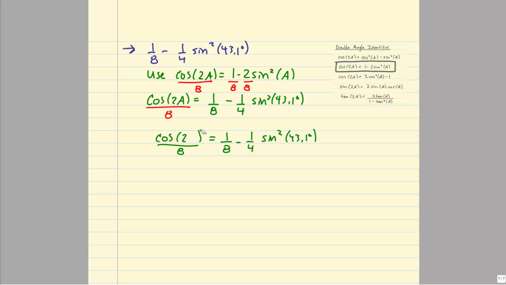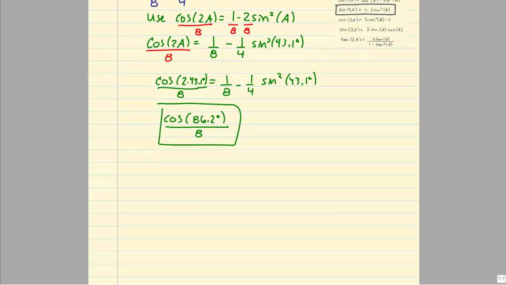So in place of this a then, I should be able to put 2 times 43.1 degrees. So 2 times 43.1 degrees then would be the cosine of 86.2 degrees over 8. So that's what this simplifies to. And again, that was taking our original and rewriting one of our double angle identities. I had to divide both sides through by 8 to make it match. But then I can look at this as a rewrite of cosine 86.2 degrees all over 8. And again, I cannot divide the 8 into anything. I have to leave it as is because I can't mess with the argument of a trig function.